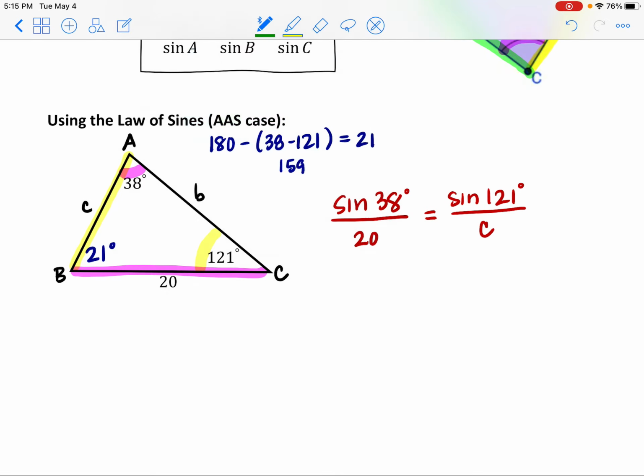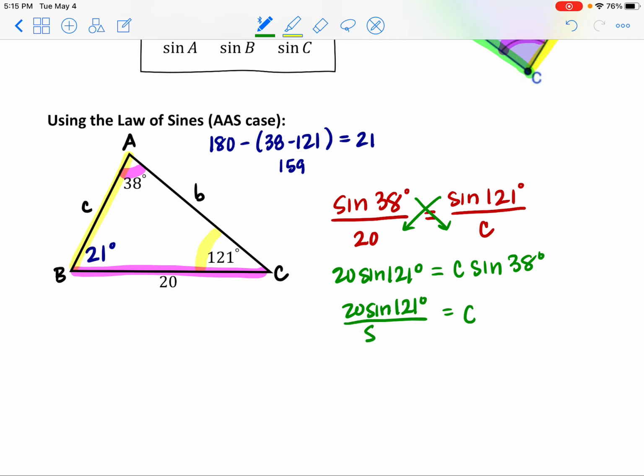So if I cross multiply this, then I have 20 times the sine of 121 equal to C times the sine of 38. So if I want to solve for C and it's being multiplied by the sine of 38, I just divide that over. So C is going to equal 20 times the sine of 121 degrees over the sine of 38 degrees. And that is something that we can approximate using a calculator.